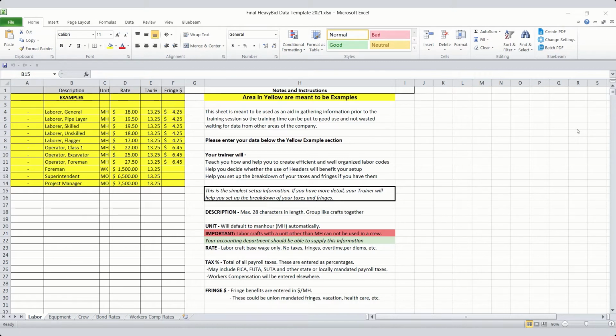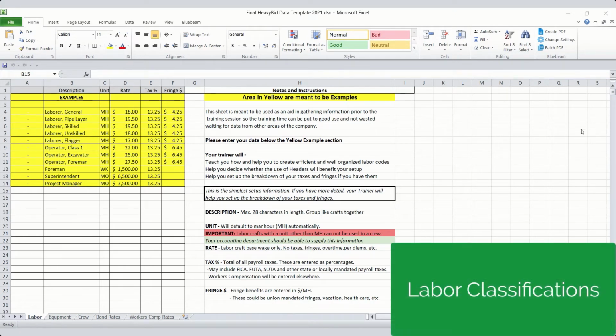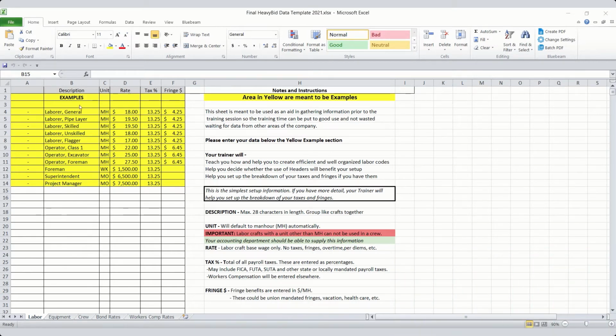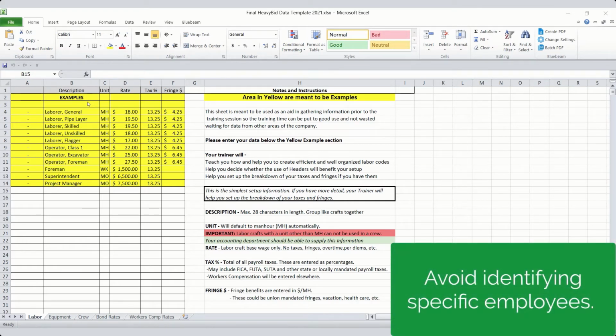In order to come up with those crews, we're going to have the components for them. So you're going to take a look at what your company has in terms of labor classifications. Now, what do I mean by classifications? When you're estimating with HeavyBid, you're not usually going to be estimating the people based on this particular person. It's not Jim that you're estimating being out there in the field doing this, or Terry, or any group of people. It's labor classifications.